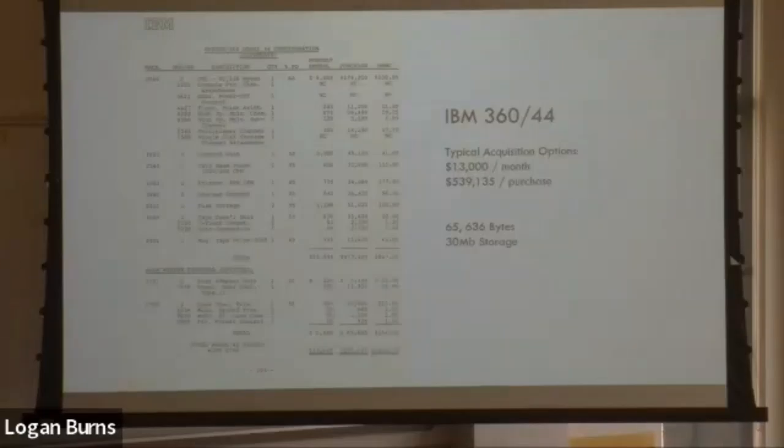Now, if you were a sales rep for IBM, one of the things you would be selling was that in addition to the $13,000 we're paying, or if you want to, you can just pay $539,000 for the computer. We're going to send you a system engineer who's going to be on site and is going to work with you and install this thing, get it up and running. You're going to have a team of people here. This is a much different thing than we have in today's computers.